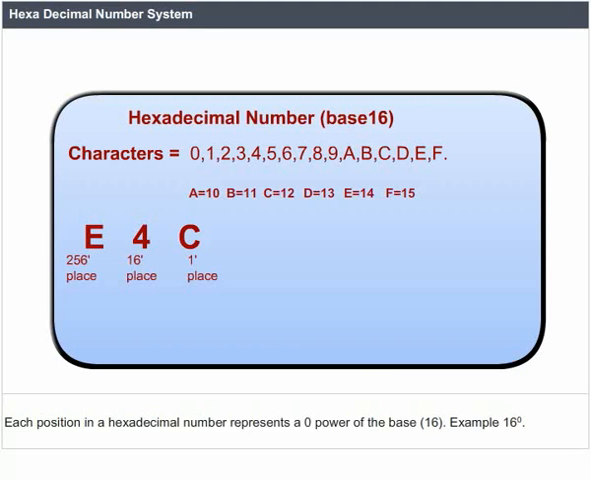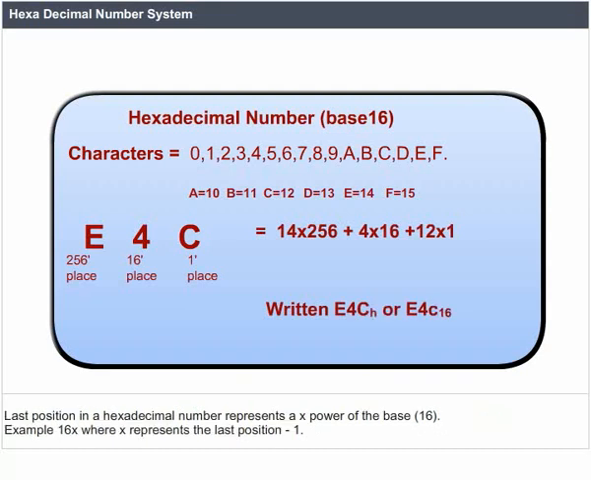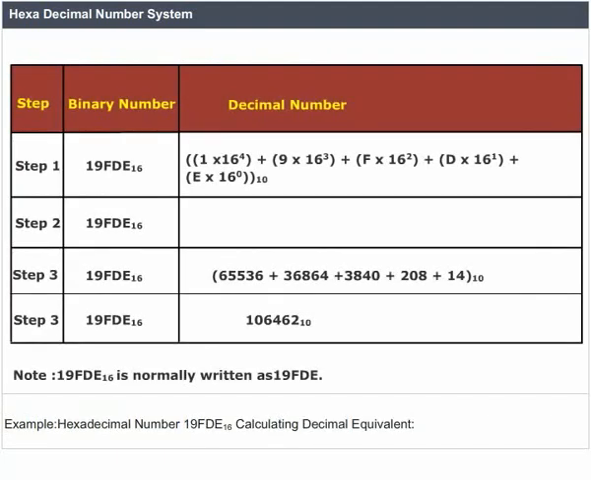Each position in a hexadecimal number represents a power of the base 16. Example, 16 to the power 0. Last position in a hexadecimal number represents an x power of the base 16. Example, 16 to the power x, where x represents the last position minus 1. Example, hexadecimal number 19FDE to the base 16.